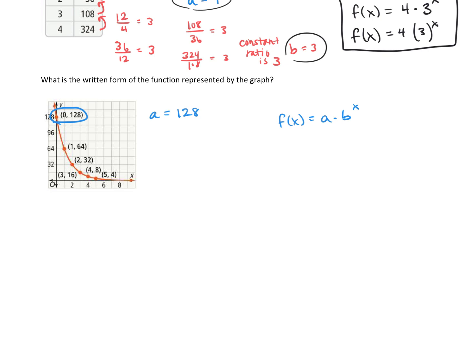Now let's take a look at the ordered pairs they highlighted. Here, x is a 0, x is 1, x is 2. This point right here, x is a 3, x is a 4, x is a 5. So our x's are all increasing by 1. So we can check to see if we have a constant ratio by dividing. Let's take the second y value of 64 and divide it by the y value before. You know, actually, I think it's helpful if we write these ordered pairs out.